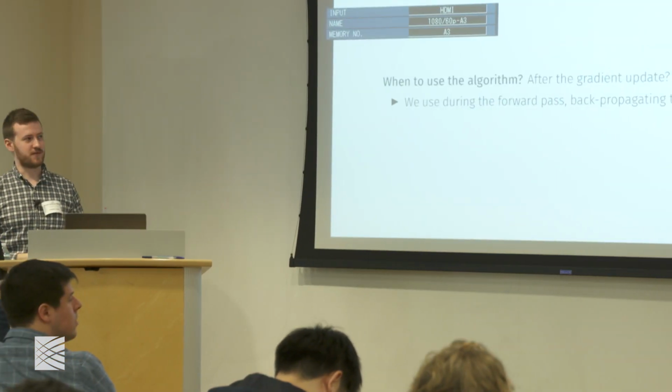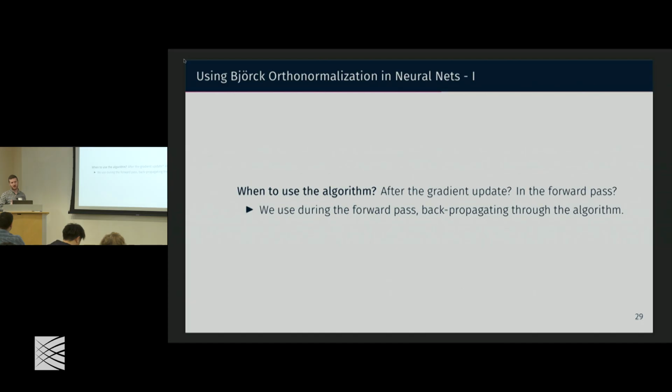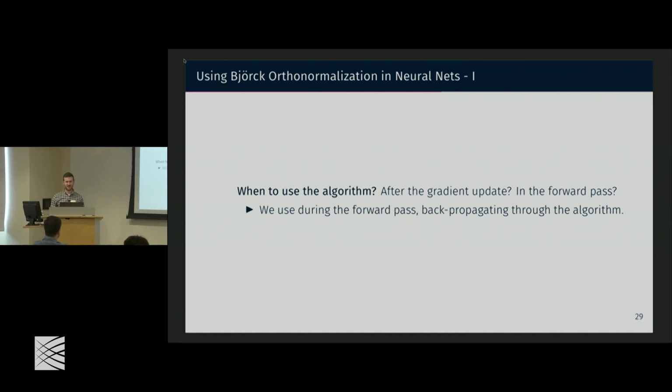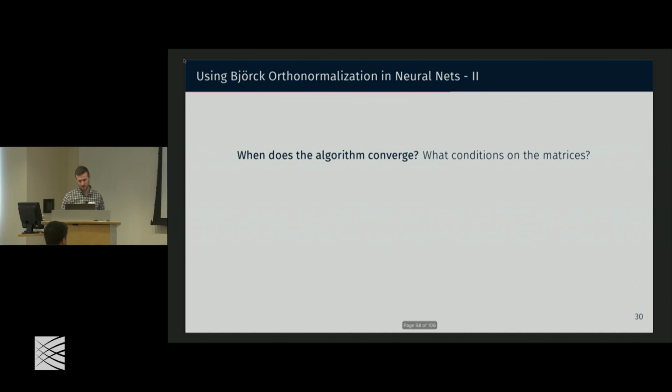The core summary is that we choose to do this during the forward pass, backpropagating through the algorithm. So we adopt the approach where we have some unconstrained weights, and at each step of the algorithm, we project these to the orthogonal matrices using the Bjork algorithm, and then backpropagate through this procedure. I'm happy to talk offline about more of the intricacies, exactly why we choose to do that, but the summary is that we found it works well.